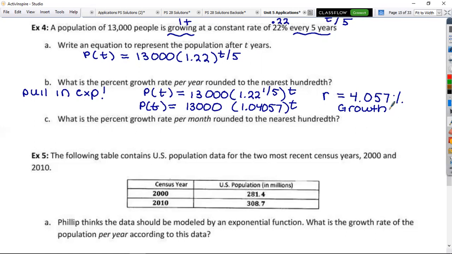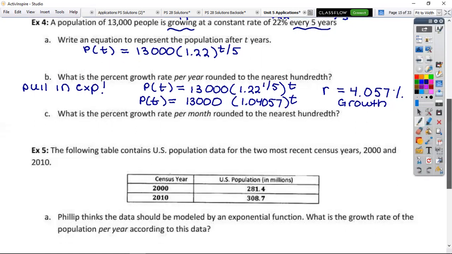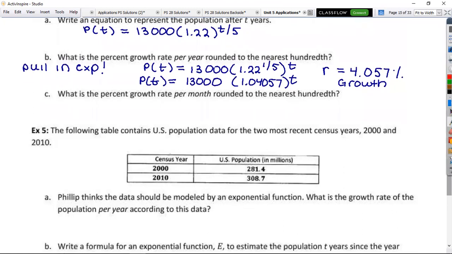All right, so letter C. What is the percent growth rate per month? Again, to do this, I can't use part A. I have to use part B. However, we are going to have a slight rounding error, but for our purpose, it's okay. So I am going to pull this equation down and go P of t equals 13,000. And I'm going to just use this big decimal, 1.04057 raised. What do I do for monthly? Yep. So 1 over the new period of time. And on the outside, to keep it equivalent, I go 12t.